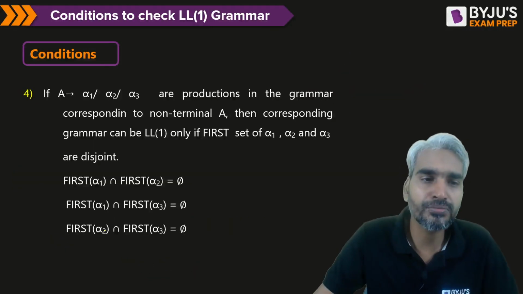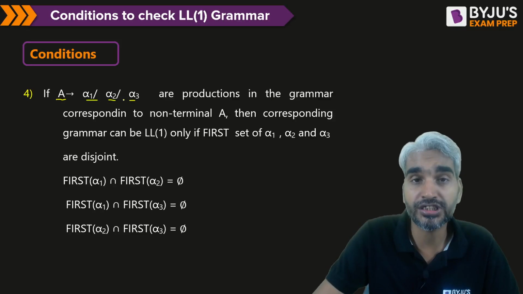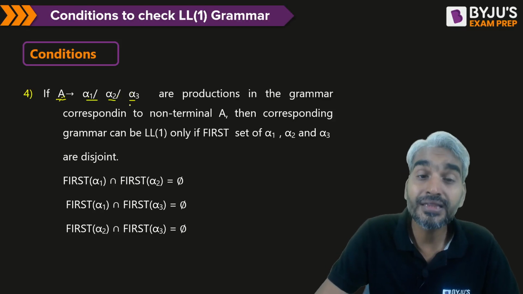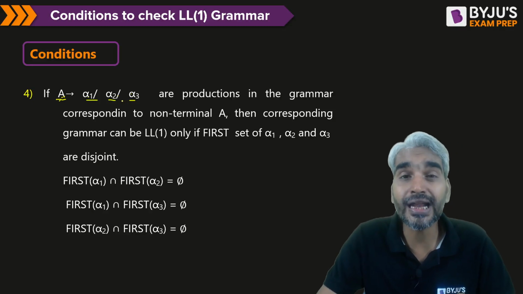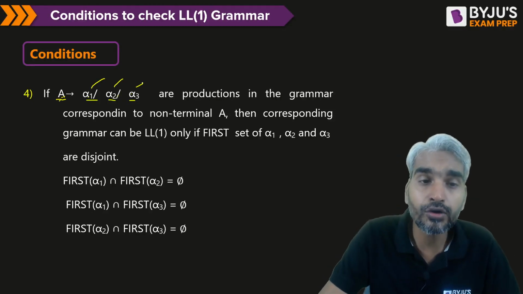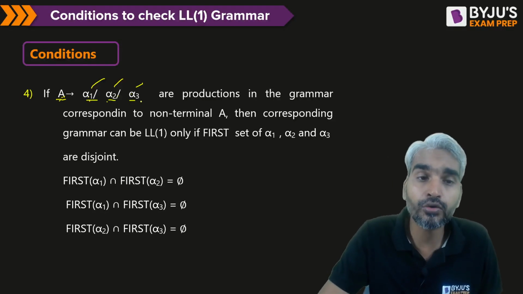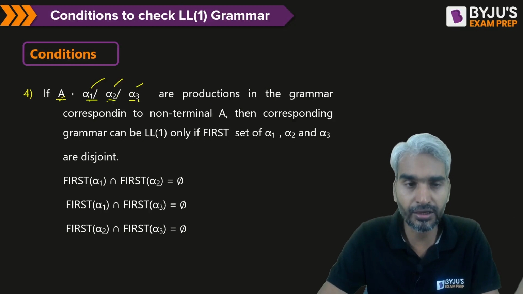Apart from that, the most important thing is, if there is any non-terminal corresponding to which there are multiple productions, let's say A implies alpha 1, A implies alpha 2, A implies alpha 3, then the corresponding grammar can be LL1 only if the first sets of alpha 1, alpha 2 and alpha 3 are disjoint. For the time being, we are assuming none of alpha 1, alpha 2 and alpha 3 is epsilon.